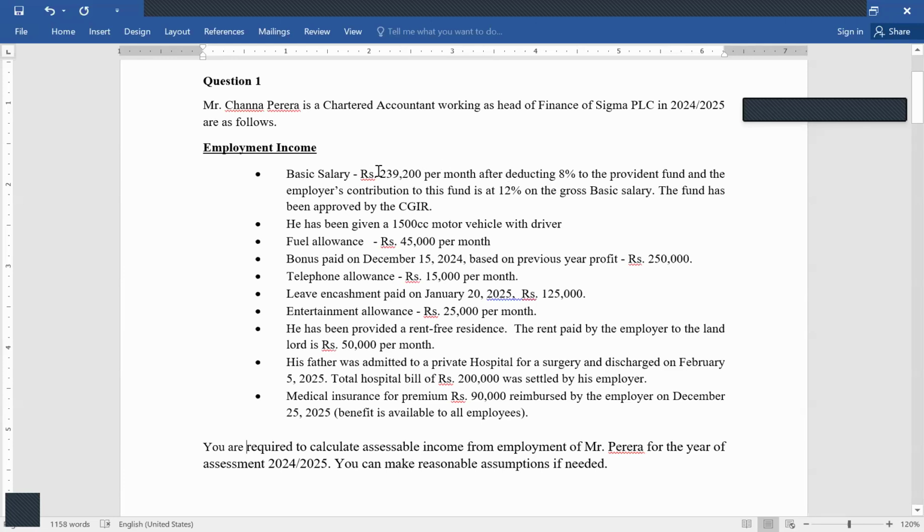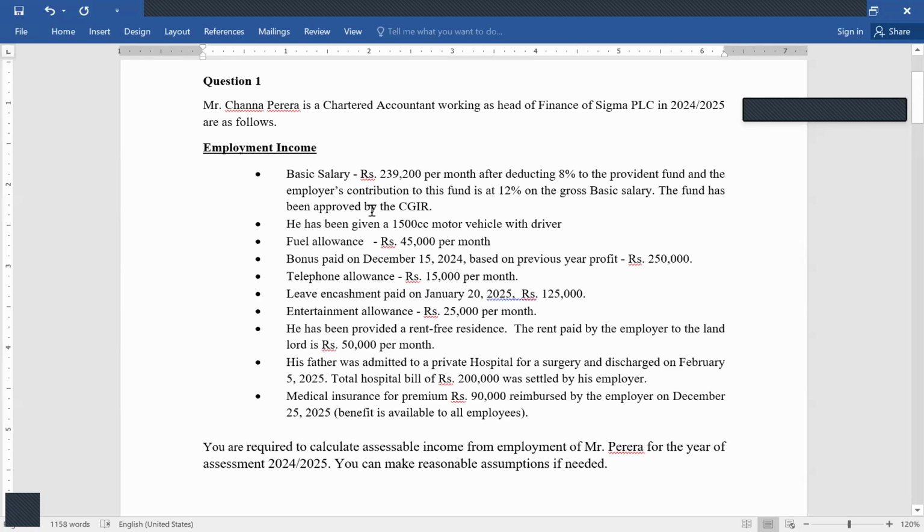So calculate the gross amount, that is 239,200 divided by 92 multiplied by 8. That is the gross amount per month. After that, you have to multiply it by 12 to consider for the year of assessment amount. It will be 3,120,000. So that is liable.